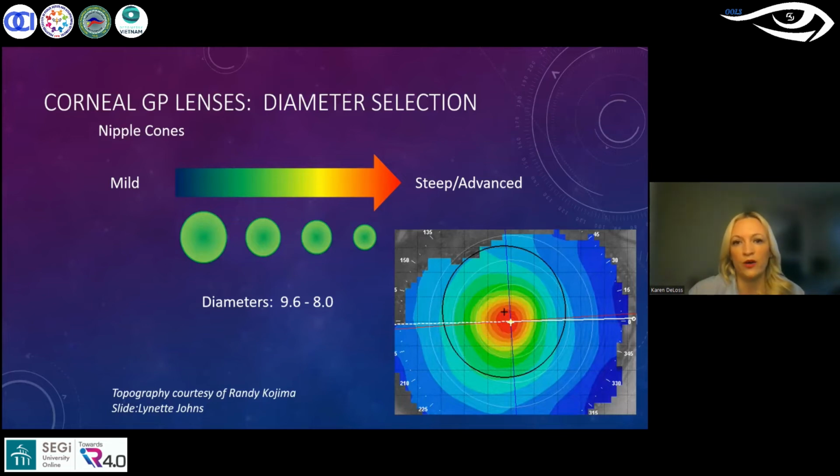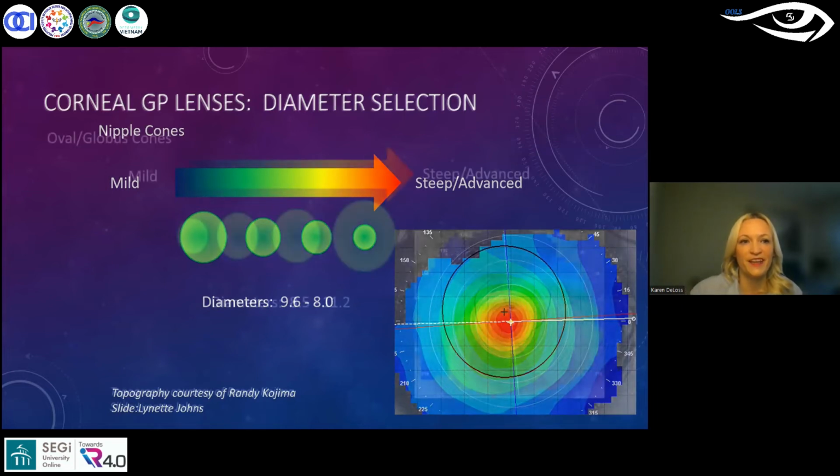So if you go back and open up your fitting sets, you're going to see that the flatter base curves are going to be the larger diameter, and then the steeper base curves, for the more advanced cones, are going to be a smaller diameter. So everyone's going to go to their clinic on Monday and take a look at this.